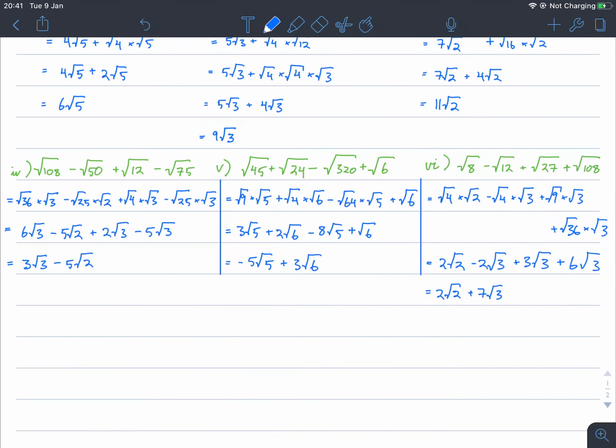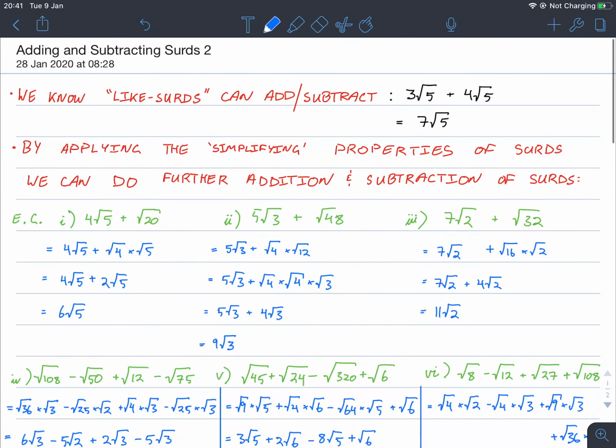So I hope that gave you an insight into the adding and subtracting of surds using simplification. Best of luck.